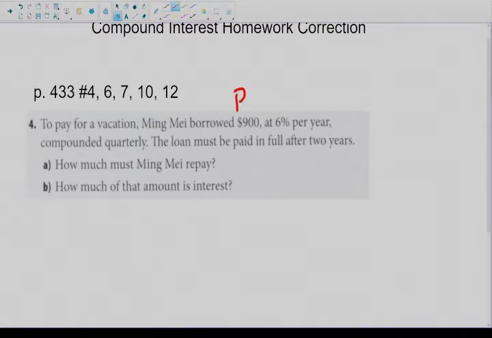Okay? 6% per year compounded quarterly, that is your I value. Now, it's the whole thing, and we'll calculate I in a minute, okay? But that 6% is always related to your I value, and the compounded quarterly will be used to actually calculate the I. It then says the loan must be paid in full after 2 years. Well, that's our time. Time is related to the N value. Okay?